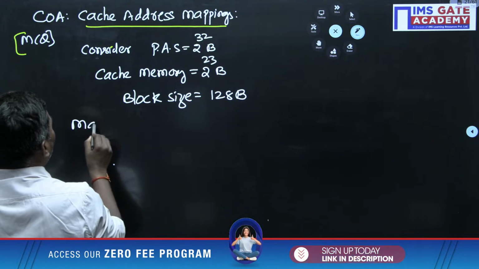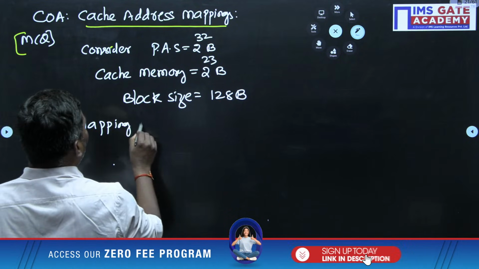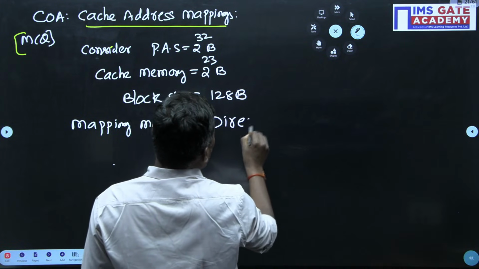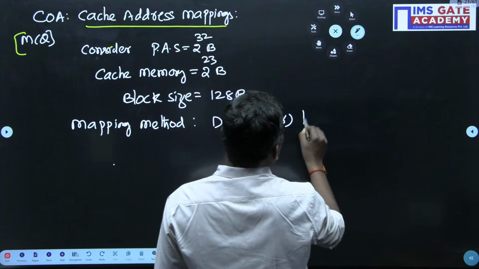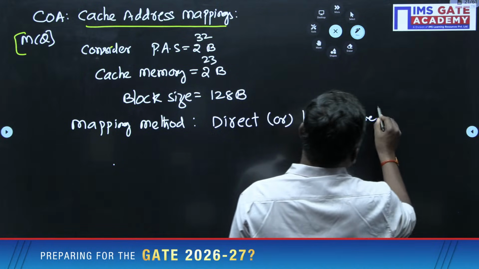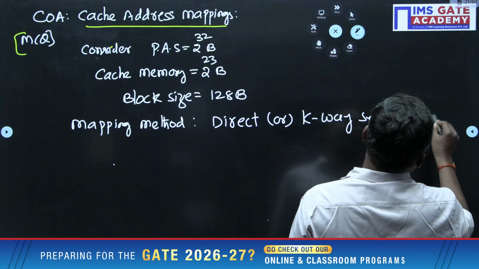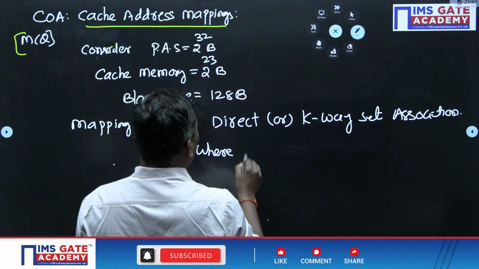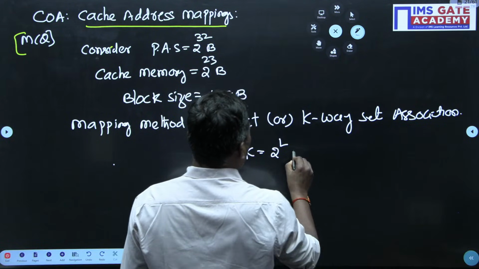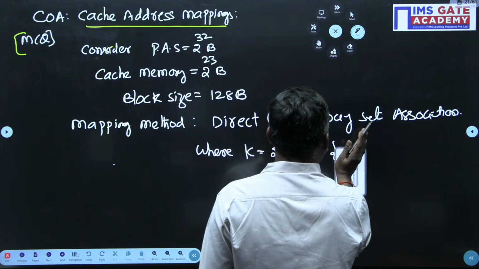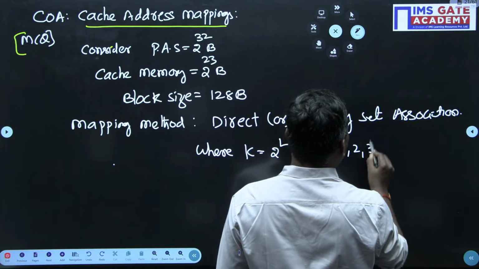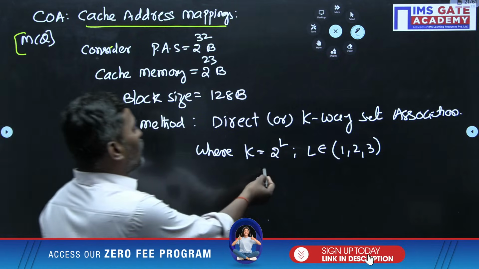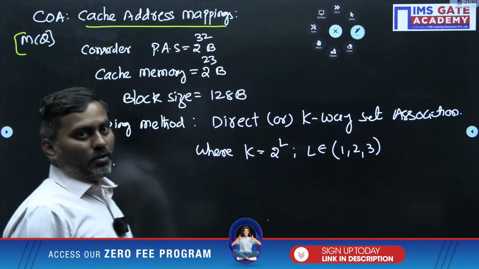So the mapping method used, he said, is direct or k-way set associative. Where he uses the word k equal to 2 power of L, where L belongs to 1, 2, 3, like this. Where k equal to 2 power of L, L is 1 at the 2-way, 4-way, 8-way set associative we see now.